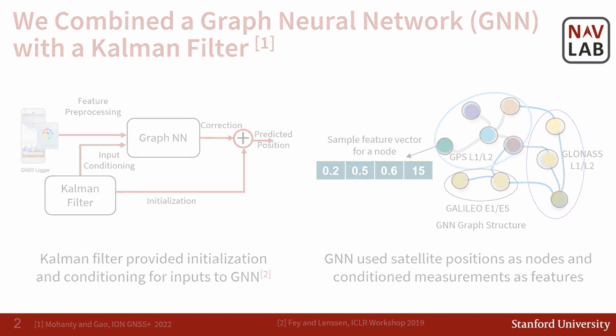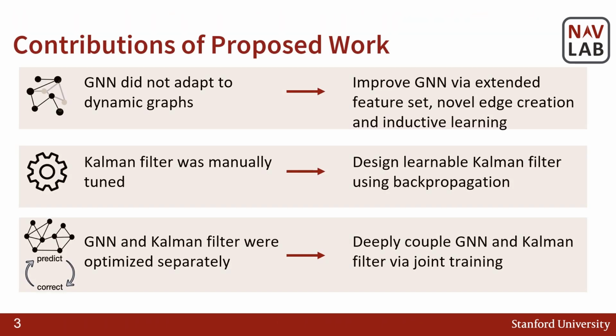Even though this work showed really promising results, there were certain limitations. First, the GNN was not able to adapt to dynamic graphs. The Kalman filter was manually tuned, and lastly, the GNN and the filter were optimized separately in a sequential manner.